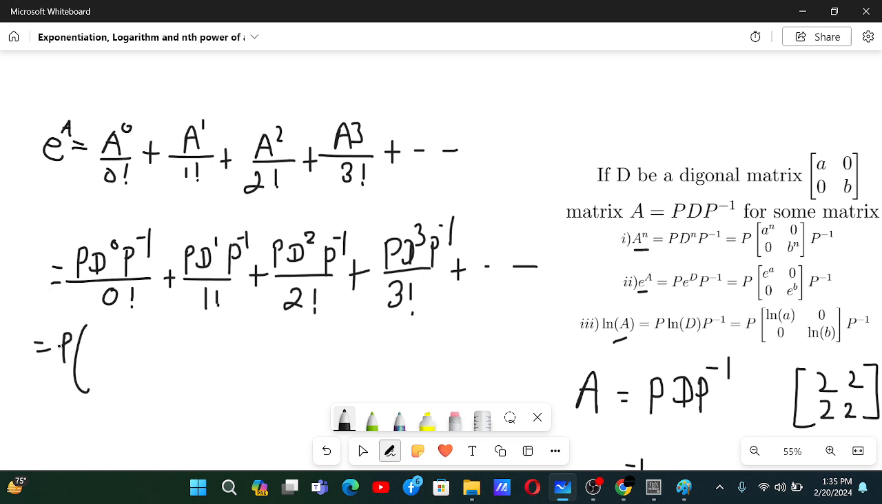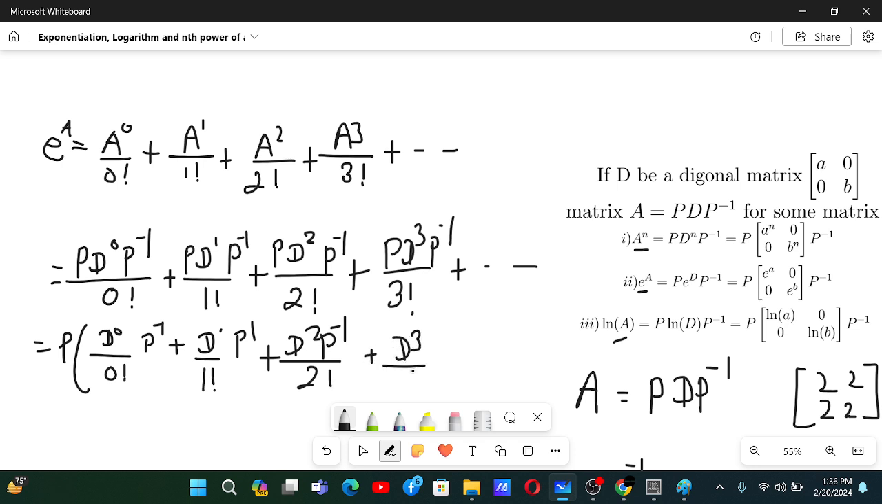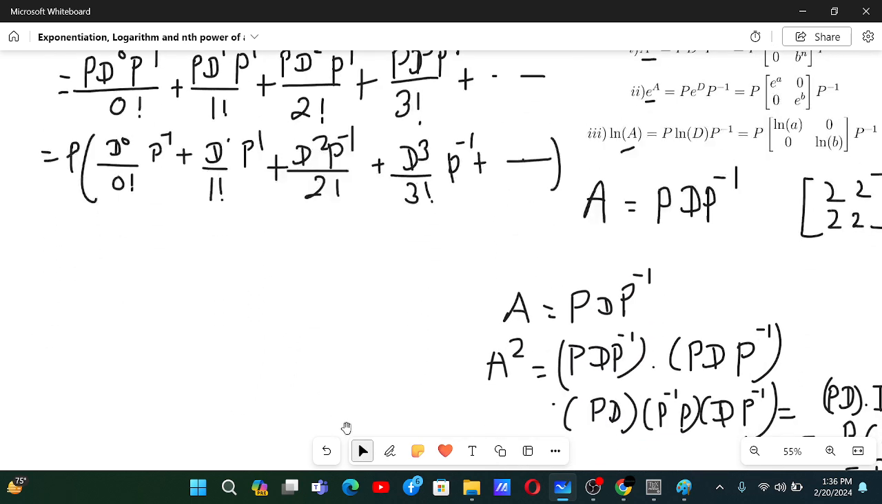Yeah, and it should be from the front side. So we have D^0 P^-1 / 0! + D^1 P^-1 / 1! + D^2 P^-1 / 2! + D^3 P^-1 / 3!. Now again you can take P^-1 common from the back side, because the distributive property holds.